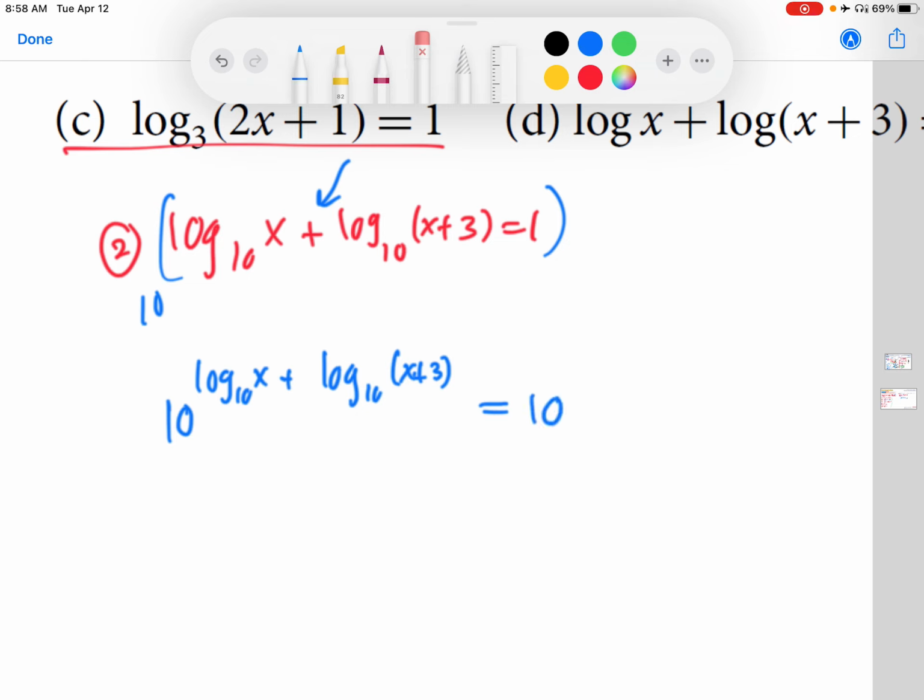And what do I do on the left? Well, think of this as 10 to the z plus w, right? This entire thing here is z, and this entire thing here is w. Where did I get those letters? I'm just pulling out random letters to show you something.